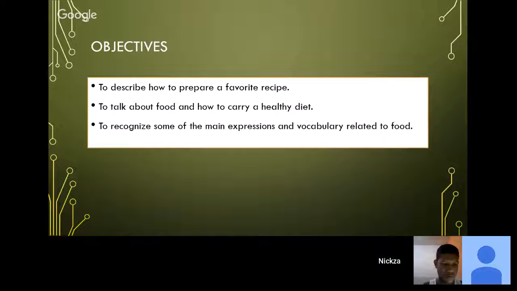And the objectives for this class are: one, to describe how to prepare a favorite recipe; two, to talk about food and how to carry a healthy diet; three, to recognize some of the main expressions and vocabulary related to food. So, as you see, we are going to use some vocabulary related to food, and also you have the opportunity to share your favorite recipe in this class.